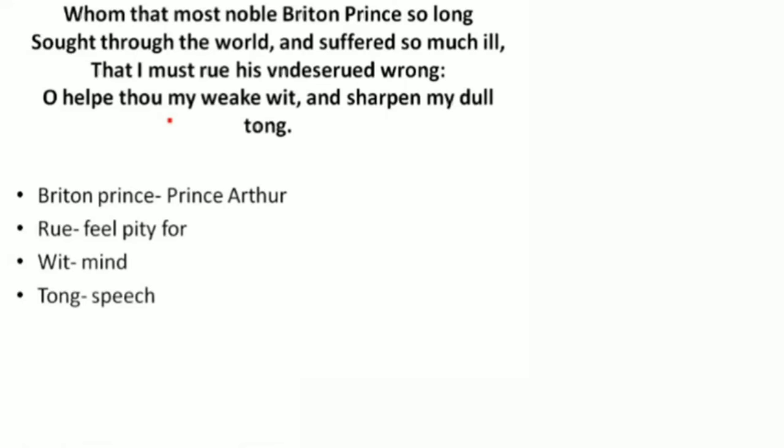He wants to seek help from the muse for his wit. He wants to have knowledge. He wants to have that courage, because he says that my wit is dull. He says that I don't have that caliber. I don't have that type of stamina, and I don't know those parts of history about which people have not talked. So he says, oh help thou my weak wit. Wit is mind, that my mind is weak, my understanding is weak. Do help me, and sharpen my dull tongue. Tongue refers to the speech. So, sharpen my dull speech.